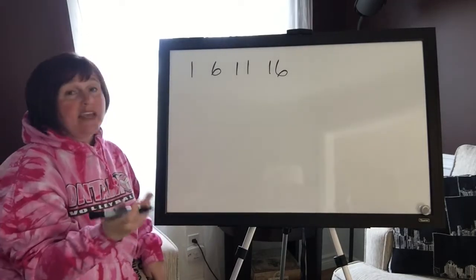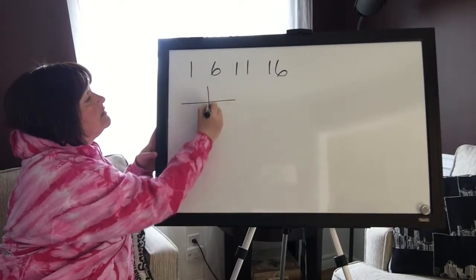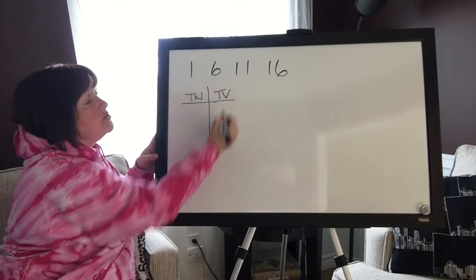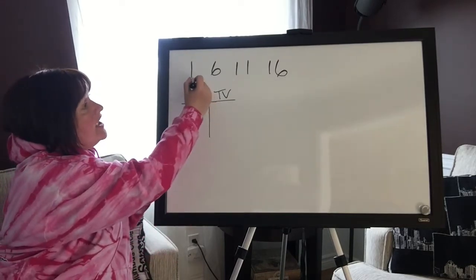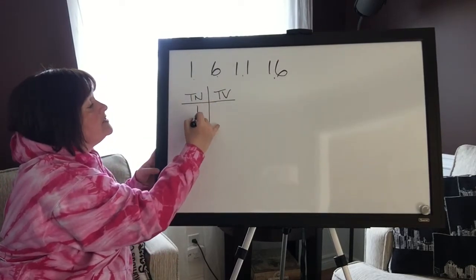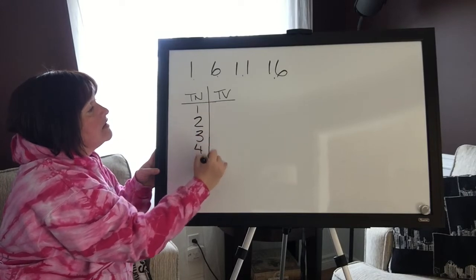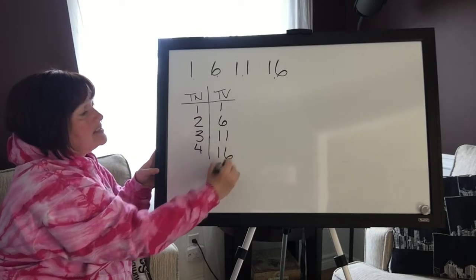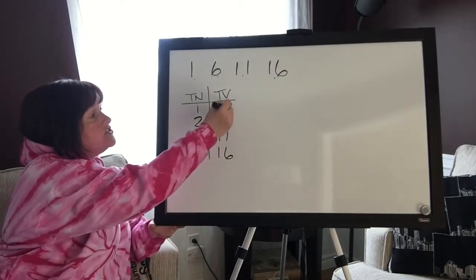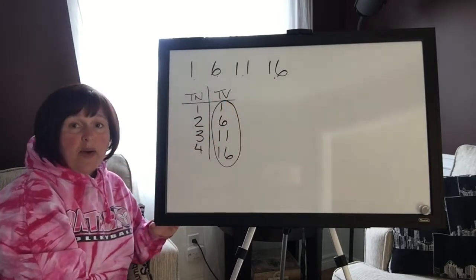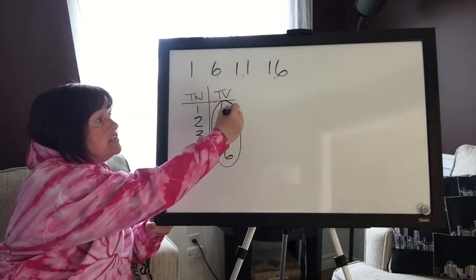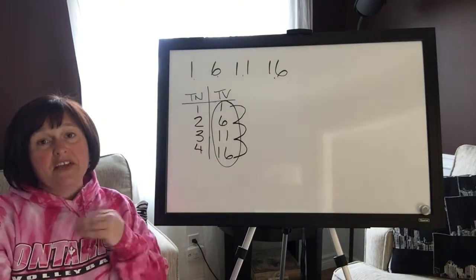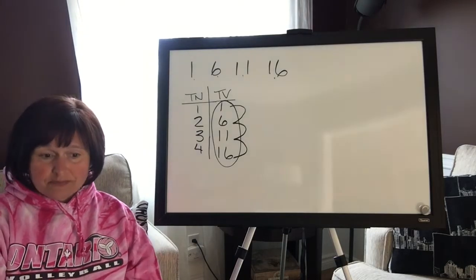Now, if we were to do this in a table of values, we would have the term number on one side, and we would have the term value on the other side. And then right here, we have 1, 2, 3, 4 term numbers. And their term values are 1, 6, 11, and 16. Now, these term values, the recursive pattern explains the relationship between term value to term value to term value. The pattern relationship has nothing to do with the term number yet.